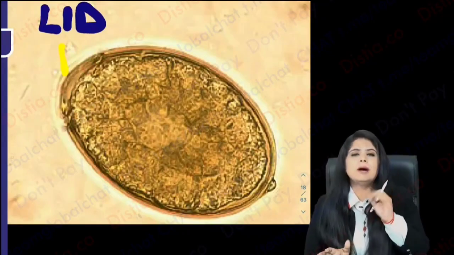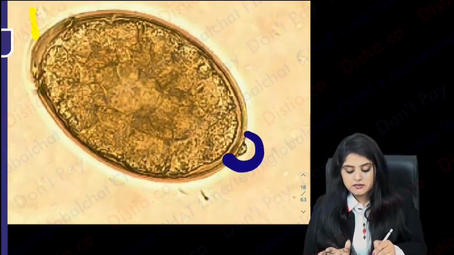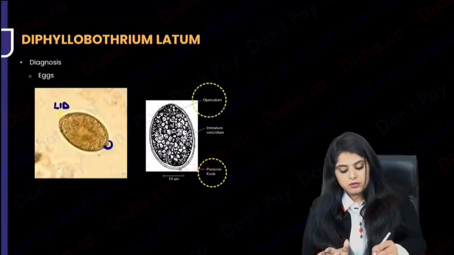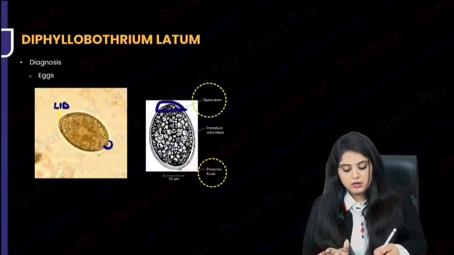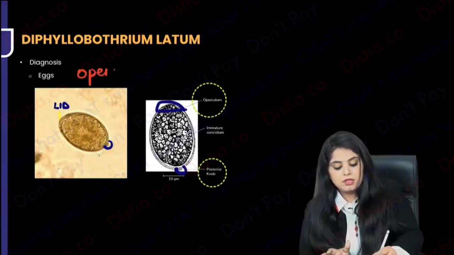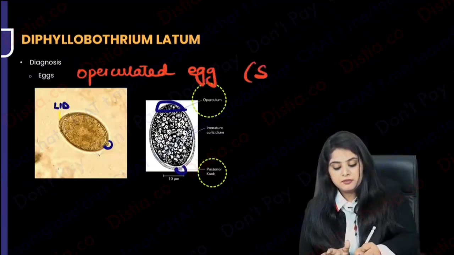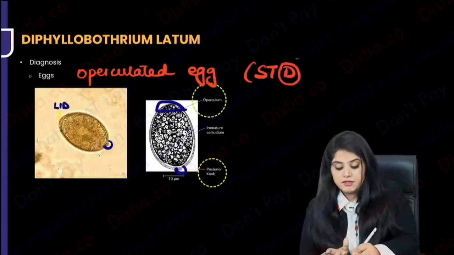If you can't see that either, by chance, you say, ma'am, in the exam I could not zoom in, I couldn't see the lid. Look at the other end. It will have a knob. So all of these operculated eggs will have a lid, and on the other end, they're going to have a knob, and that is how you're going to identify. Remember, what was the mnemonic for operculated eggs? Operculated eggs are STD: Spirometra, Trematodes, Diphyllobothrium latum.